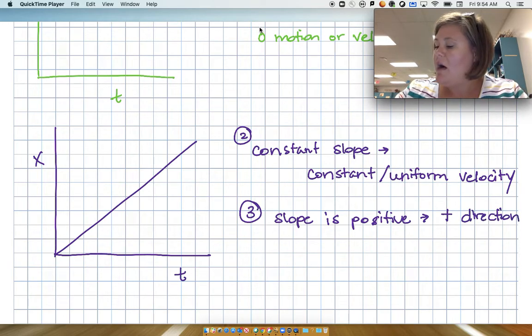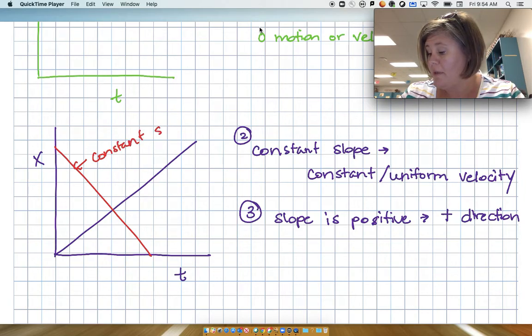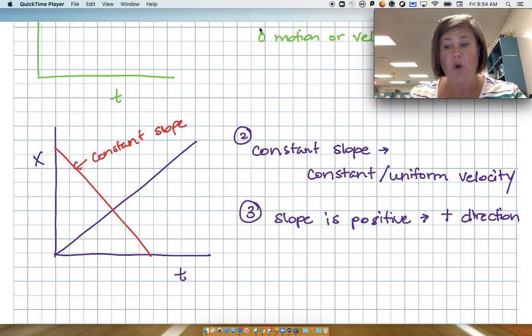Okay, so the slope is positive, which means that the object is moving in the positive direction. Now, on the flip side, if we had seen something like this, this is still a constant, non-changing slope, which means a constant velocity. But notice now that the slope is negative, which means that the object is moving in the negative direction.